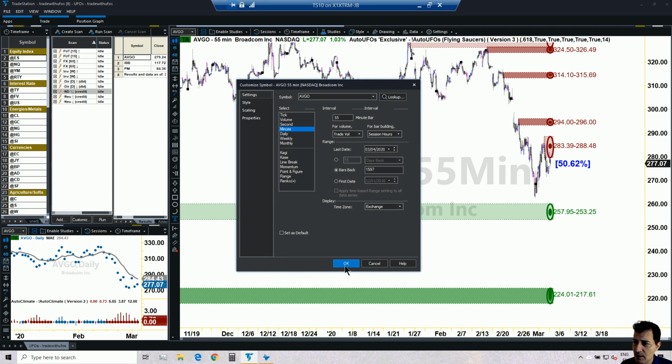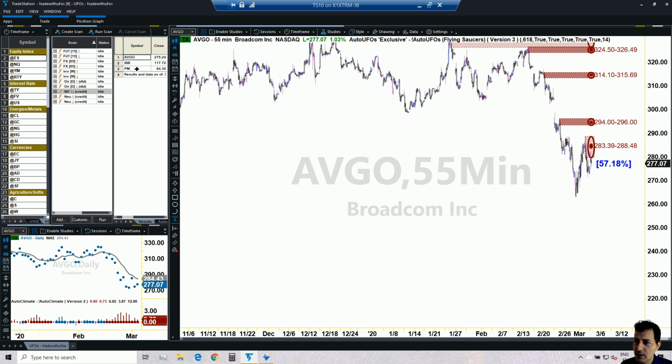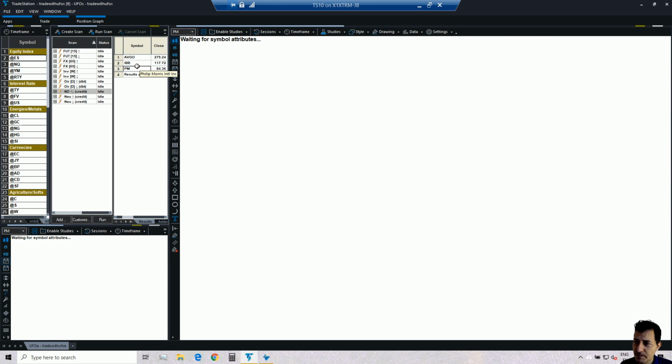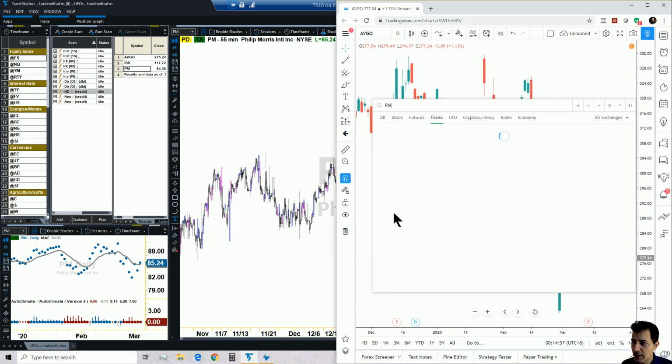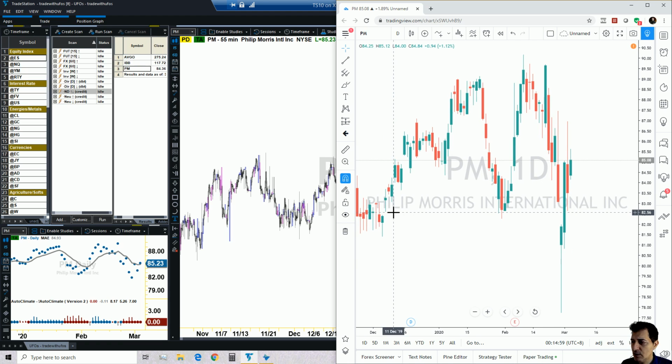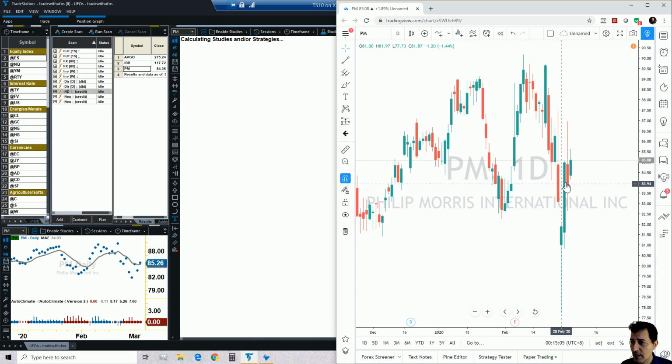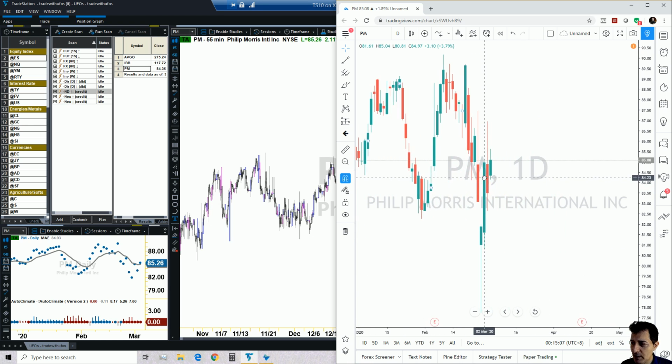So I'm just going to go for the next one, which is going to be Philip Morris, and I'm going to do the same thing with Philip Morris. I'm going to check my earnings date. I'm using TradingView to do that. Prior earnings took place on February 6th. So for me to find the next earnings, I need to scroll my chart to the left, and here is the next earnings, which is April 16.